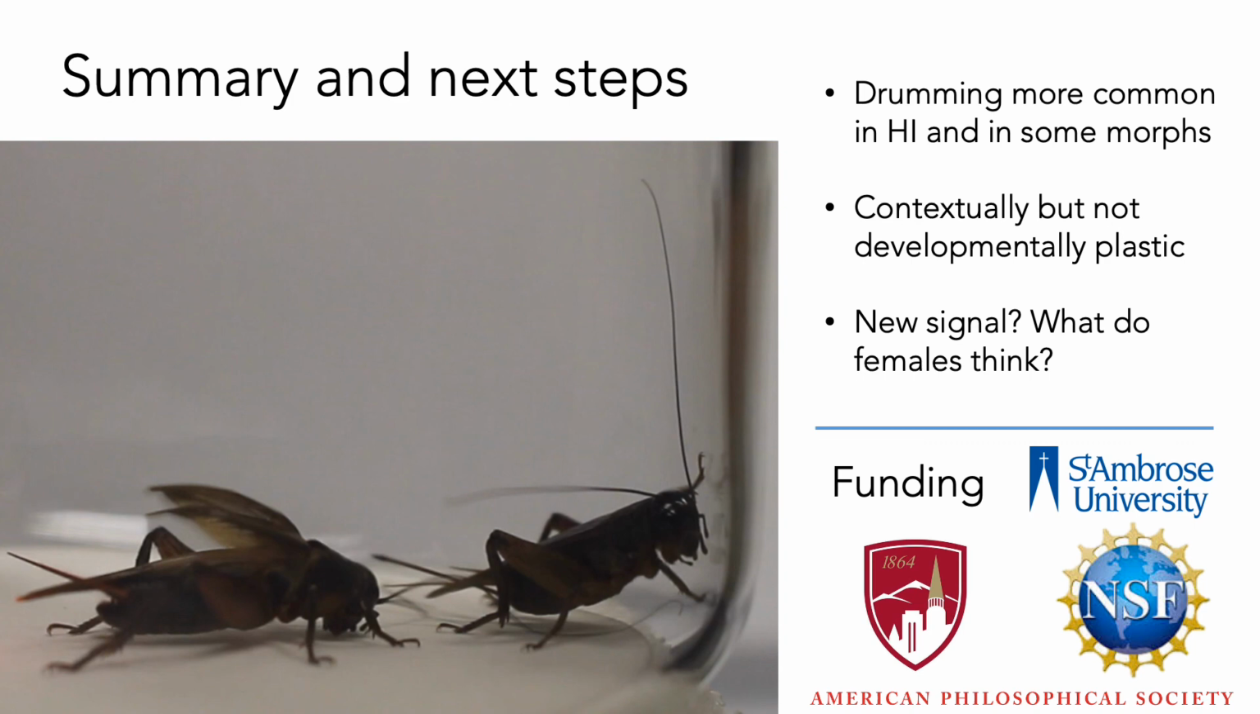So to wrap up, drumming is a newly discovered courtship behavior that's more common in Hawaii than the ancestral source population. It's also more common in recently evolved morphs, and it's contextually plastic depending on the morph, so gene by environment interaction, but it's not developmentally plastic. So are we in the early stages of a new signal? The next step is to explore receiver behavior to find out. But for now, we can say that contextual plasticity is likely important in the rise of drumming in Hawaii.